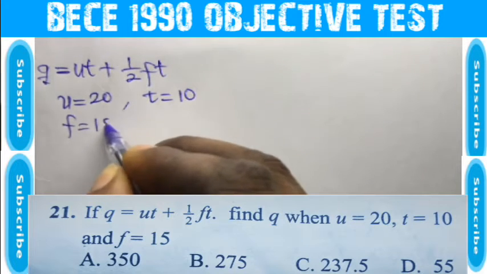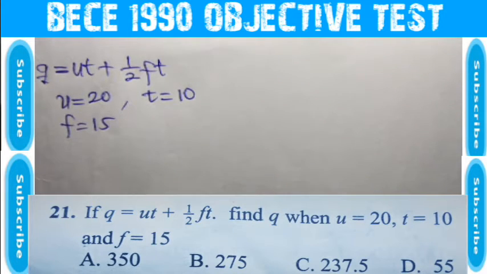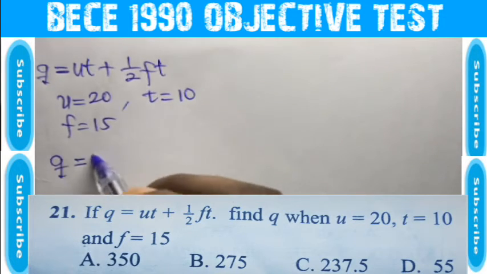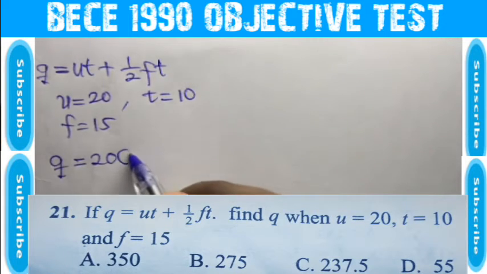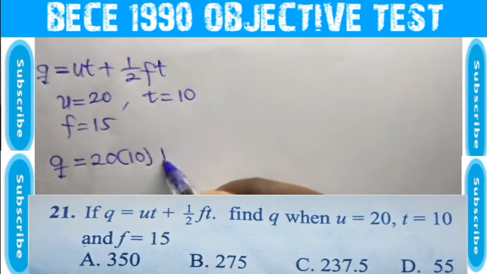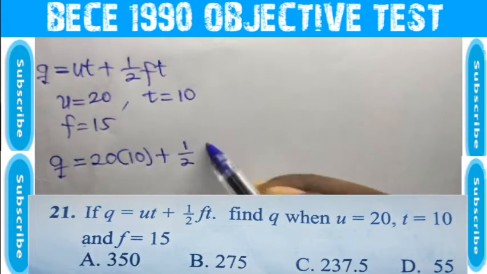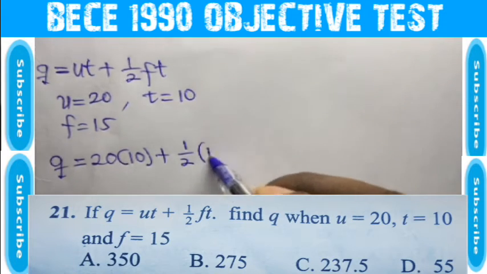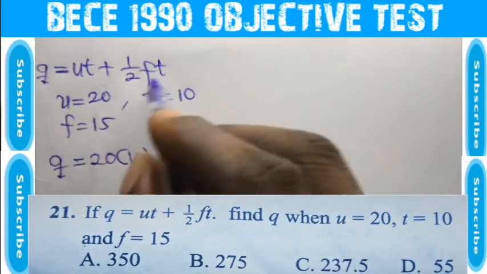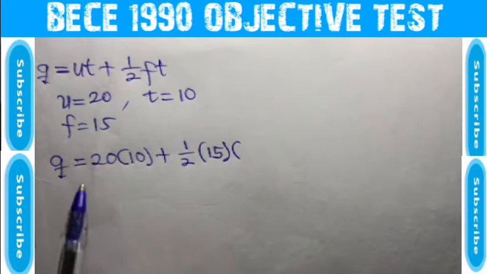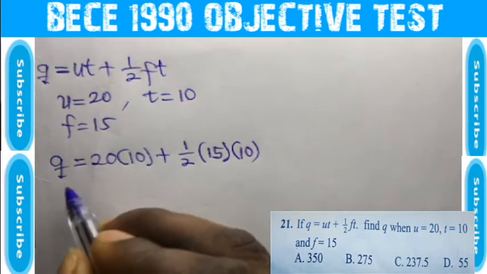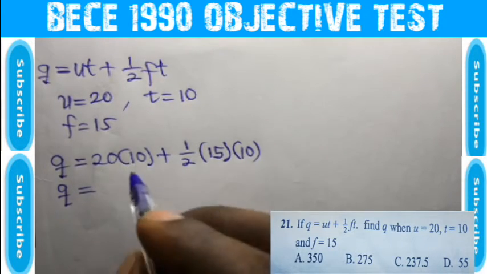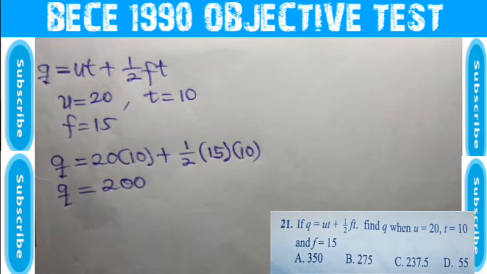So substituting all these values into the expression, we have Q to be equal to U. U is 20, and U is multiplying T. So 20 is multiplying T. T is 10. So 20 is multiplying 10. Plus half F. F is 15. And they are all multiplying together. So F is 15, T is 10. So Q will be equal to 20 multiplies 10, we have 200.